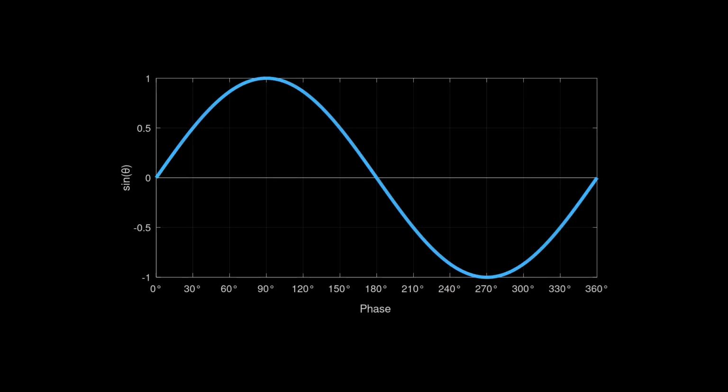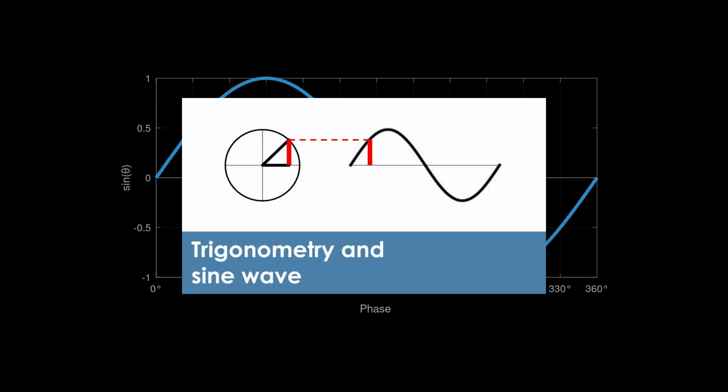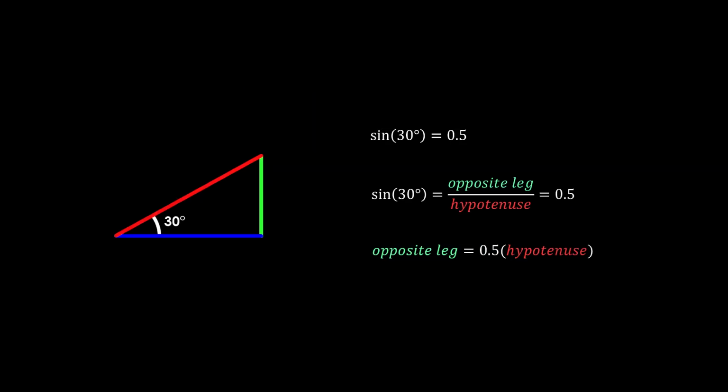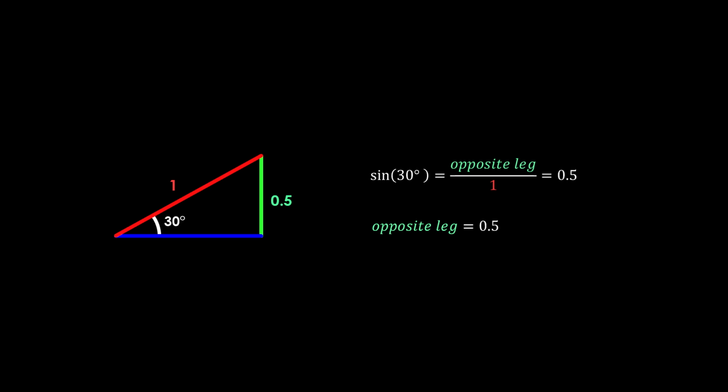The sine wave plays a fundamental role in additive synthesis and spectral analysis. If you want to understand the sine wave in detail and how it originates from trigonometry, I made a separate video explaining it, but for this video, I will give a summarized version. The trigonometric function sine is a function to which you give an angle and it gives you the length of the opposite leg relative to the hypotenuse. For example, the sine of 30 degrees is 0.5. If the hypotenuse equals 1, then the sine function gives you the length of the opposite leg directly.